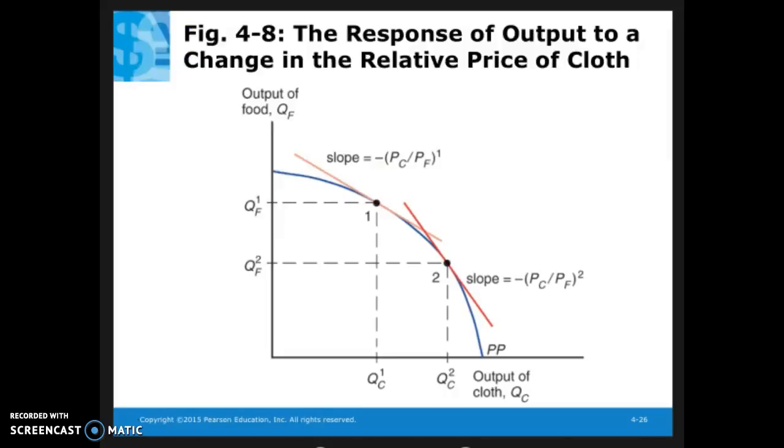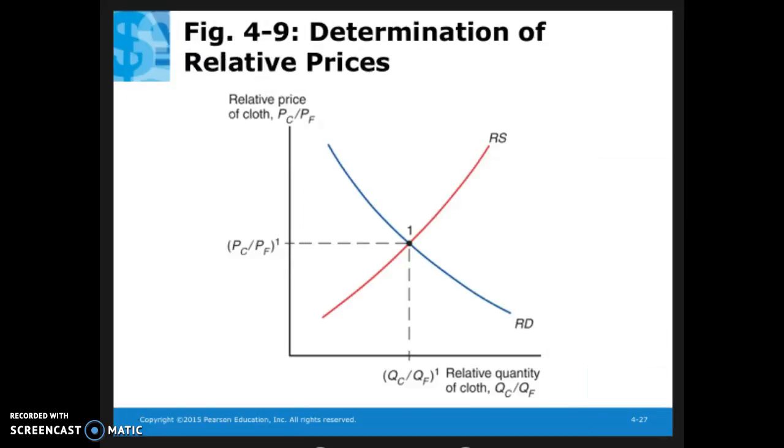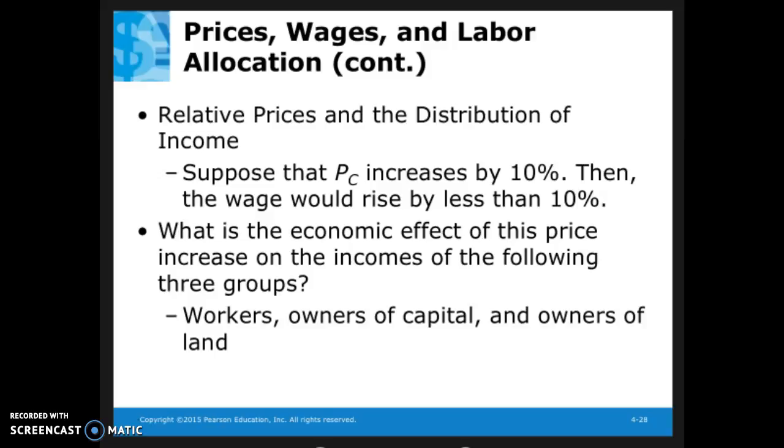Here's a figure that represents the responsive output to a change in the relative price of cloth. So we have the determination of relative prices, which is where relative supply equals relative demand. So we have relative prices and the distribution of income.